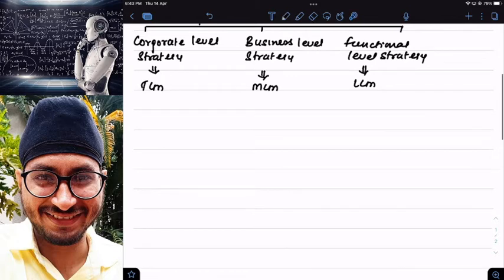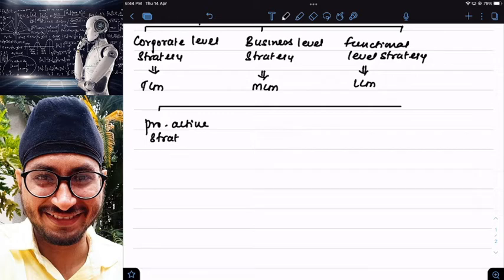These strategies can be further classified into two types. One is proactive strategy and second one is reactive strategy. Clear? One is proactive strategy, second one is reactive strategy.